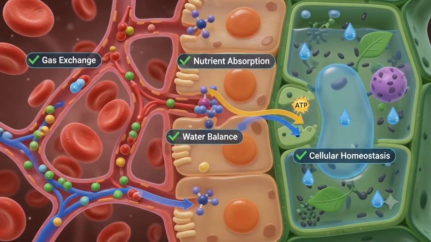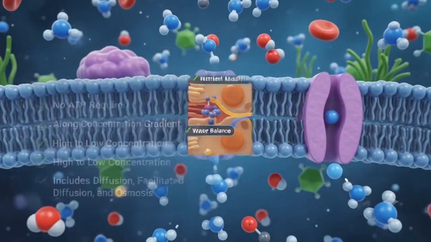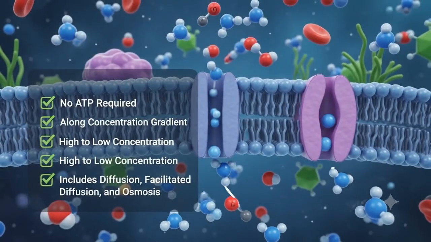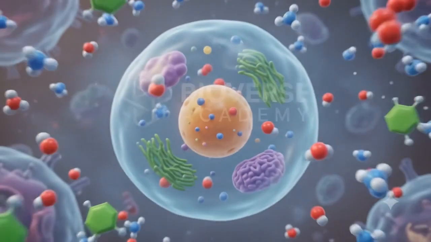Passive transport helps in gas exchange, nutrient absorption, water balance, and cellular activities. There is no ATP required. It is always along the concentration gradient.